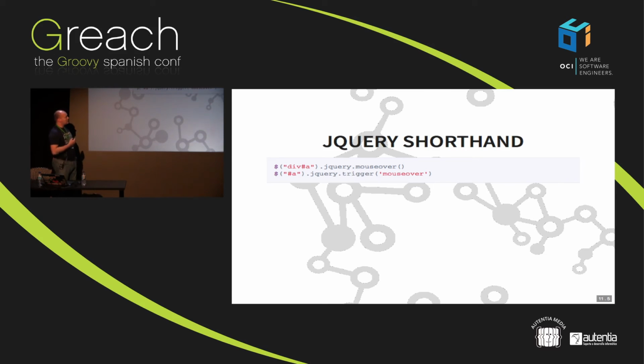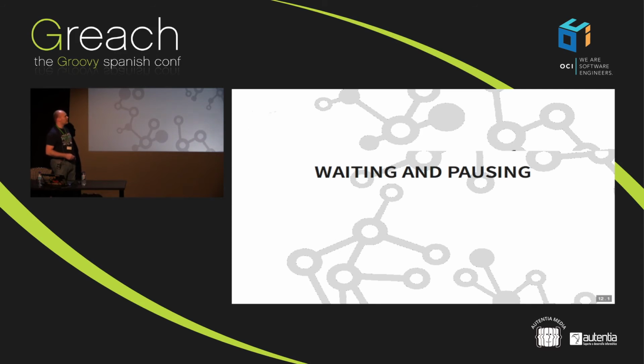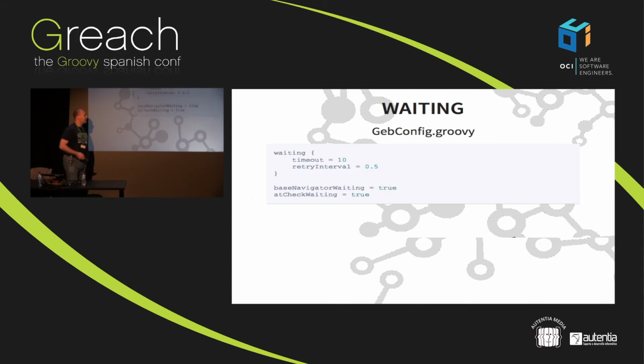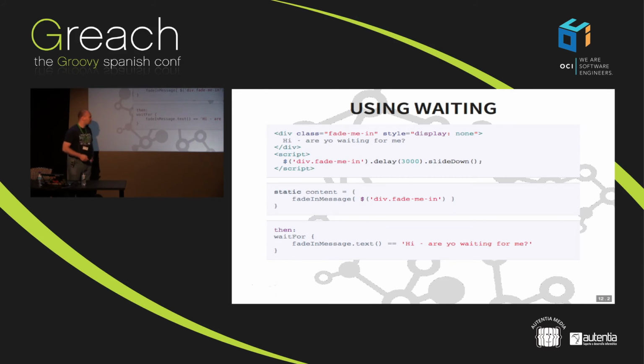This actually triggers mouse events a little easier than doing JavaScript natively. Some of the pain points in using functional testing is waiting and pausing. So in waiting, you can define the timeouts and the retry intervals in JEP config, and I recommend you to have those specified explicitly, and probably sometimes bumped in case you don't want too many random errors. The auto check waiting and base navigator waiting is also two nice properties to add in there. It makes waiting a little easier.